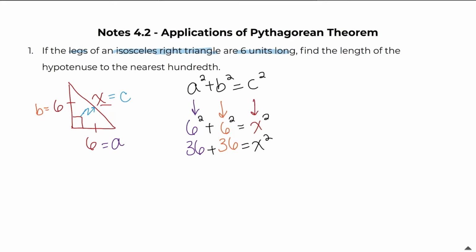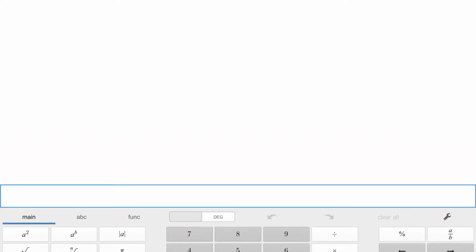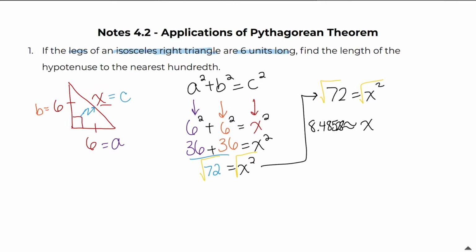Well, 36 plus 36 is equal to 72. So I get 72 equals x squared. In order to solve for x, to get that x alone, I have to get rid of that squared, and the opposite of squaring is square rooting. So let's copy this down one more time, and then we're going to plug this into the calculator. I'm going to find the square root of 72, which is 8 point all of these numbers. So we get approximately 8.48528.